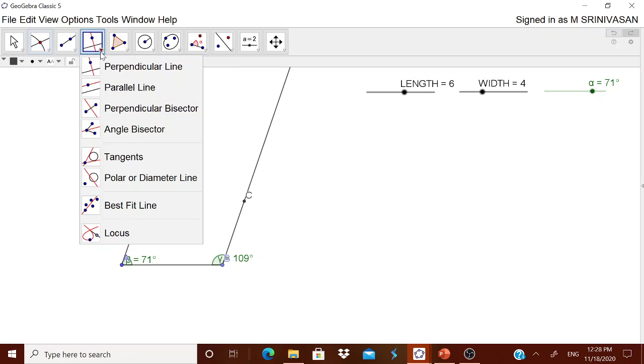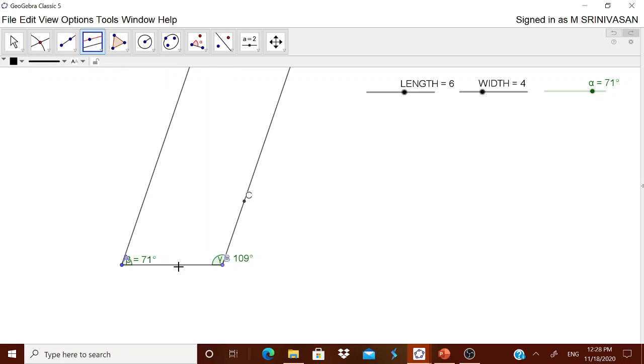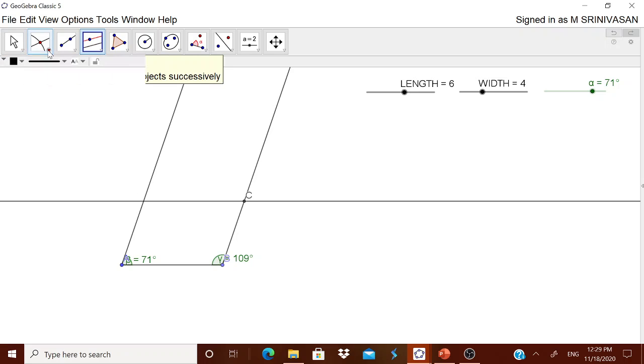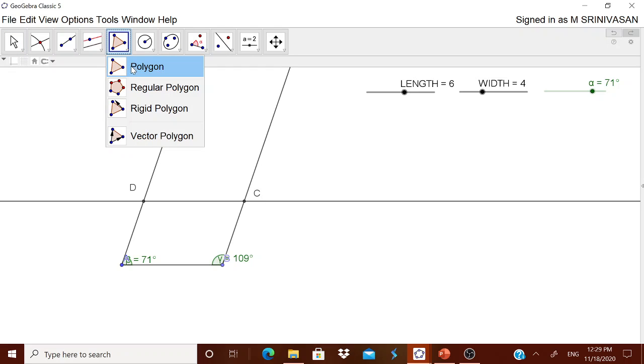Now we have to get the parallel line to AB through this C. Yes, you got D as the point of intersection of this line and this line. Okay, you got D also. Well, ABC. Now go to this polygon.